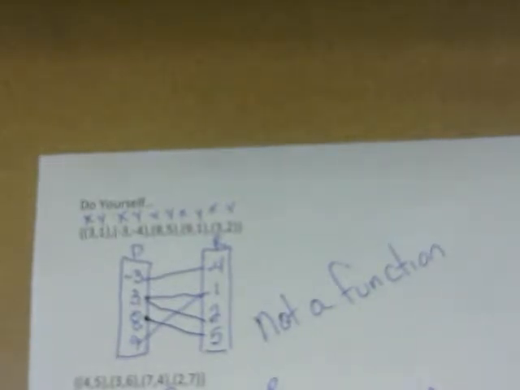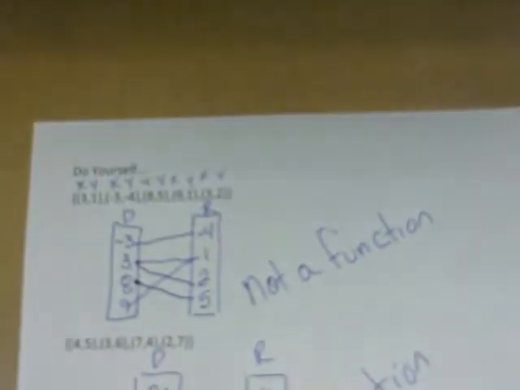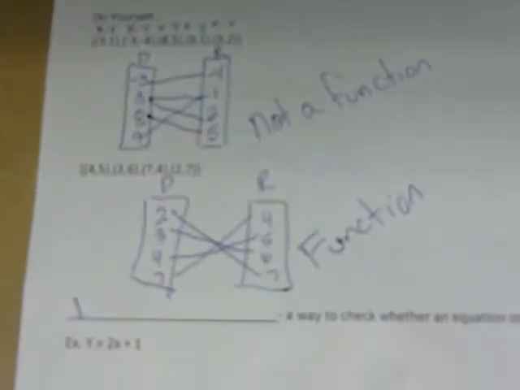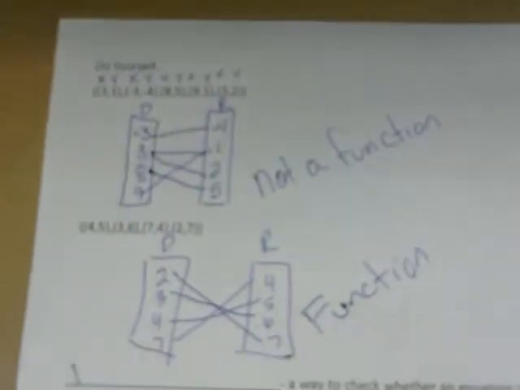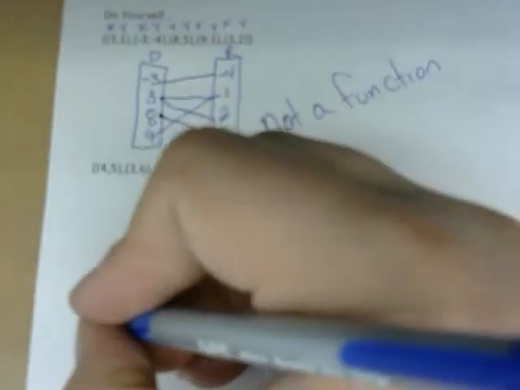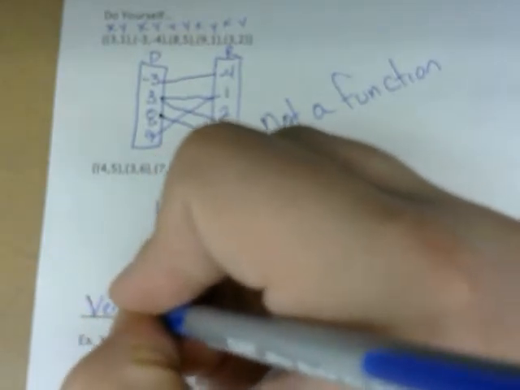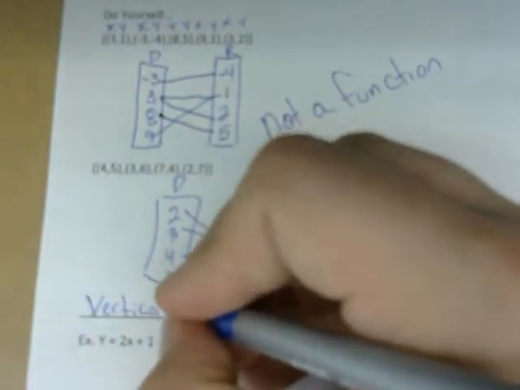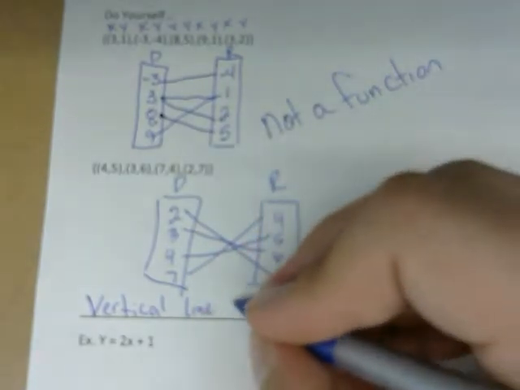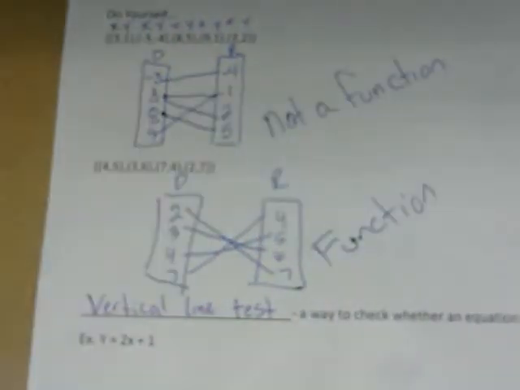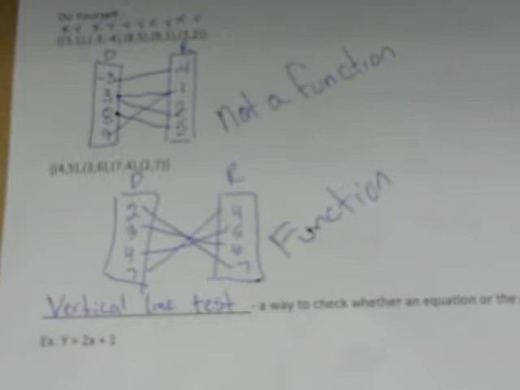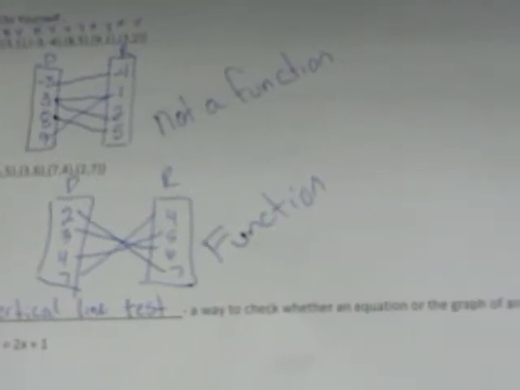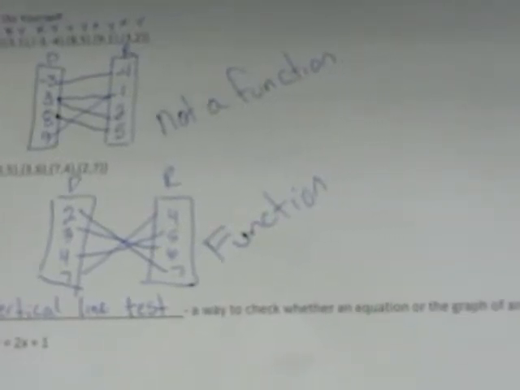Now, let's go on. Function, the vertical line test. A way to check whether an equation or graph of an equation is a function is by using the vertical line test.